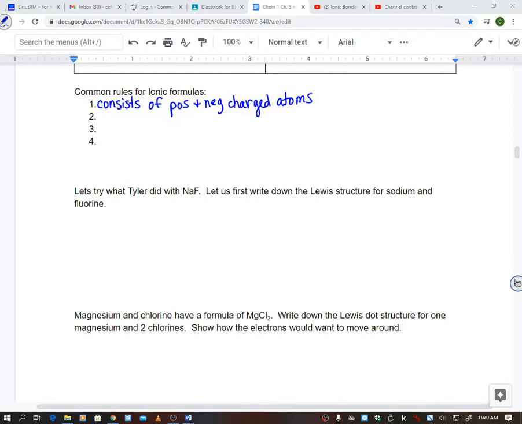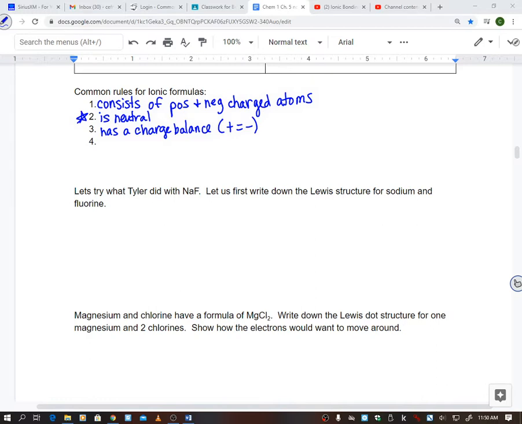Number two, and this is a huge one, it will be neutral. So the positive and negatives are going to cancel each other out. So it is neutral. Super important. It has a charge balance, which is really the same thing as saying it's neutral. So what that means is that your positive is equal to your negative. So it's neutral, right? If I have a +2, I have a -2.